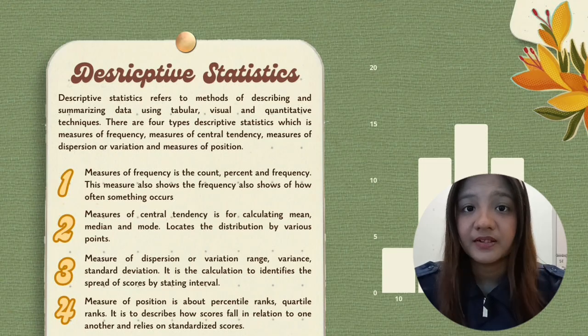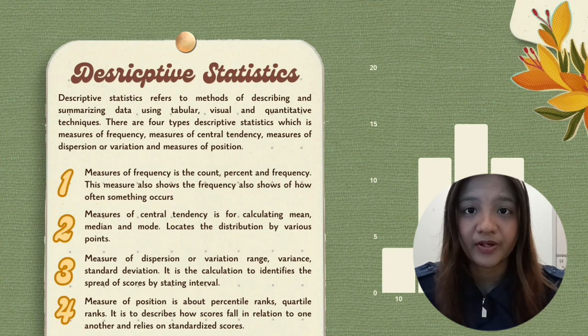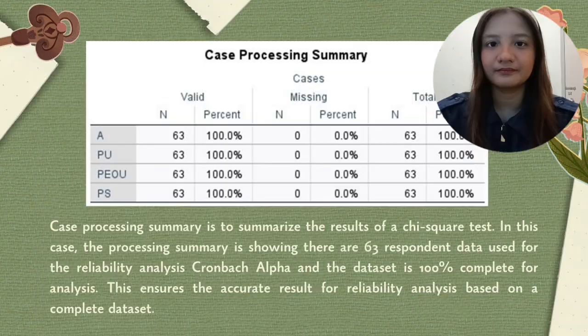Measure of central tendency is for calculating mean, median, and mode. It locates the distribution by various points. Measure of dispersion or variation covers range, variance, and standard deviation. It is the calculation to identify the spread of scores by stating intervals. Measure of position is about percentile rank and quartile rank. It is to describe how scores fall in relation to one another and relies on standardized scores.